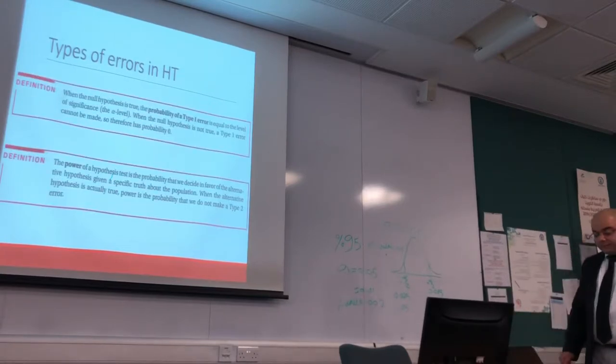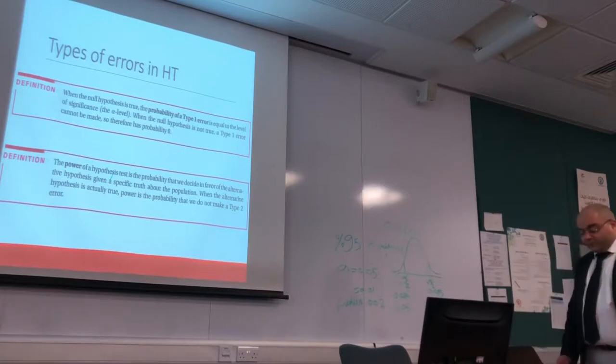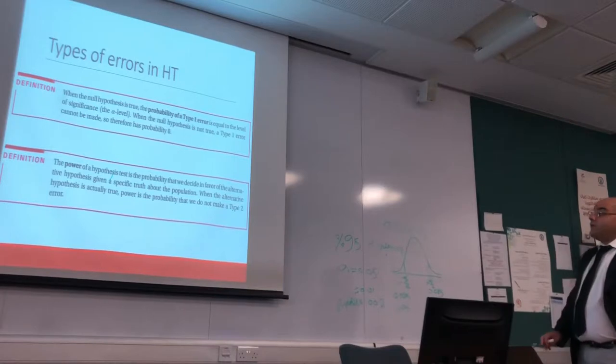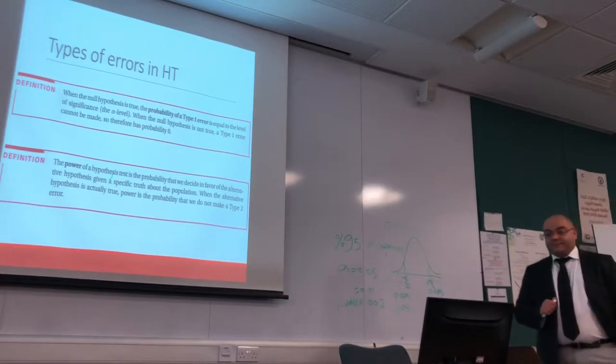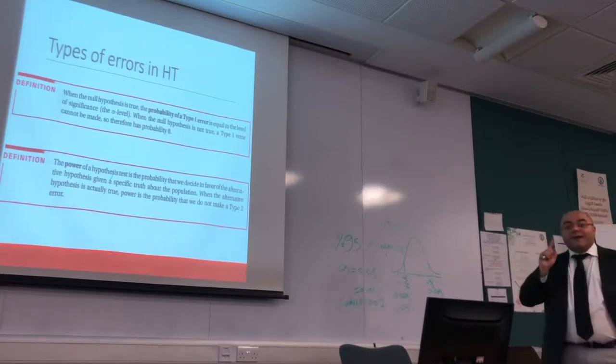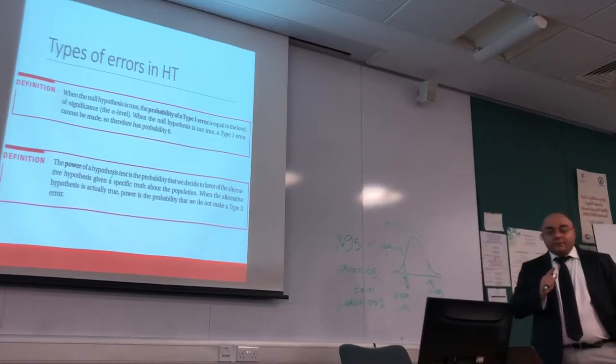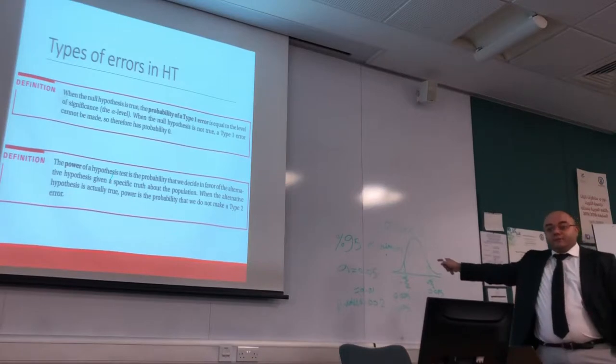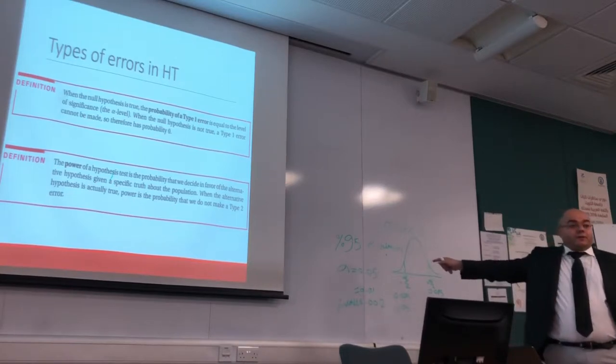Here we have definitions for these. So when the null hypothesis is true, the probability of type 1 error is equal to the level of significance. So the probability of type 1 error when the null is true is equal to 0.05. Other probability of committing type 1 error.